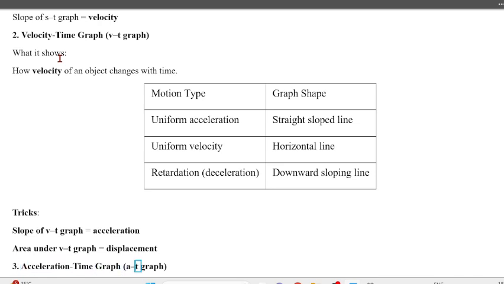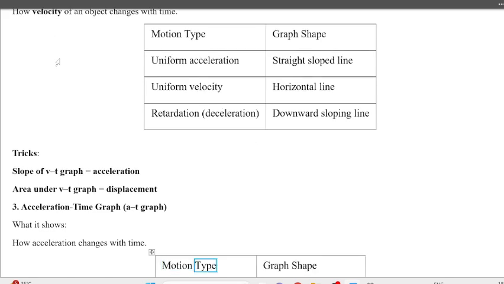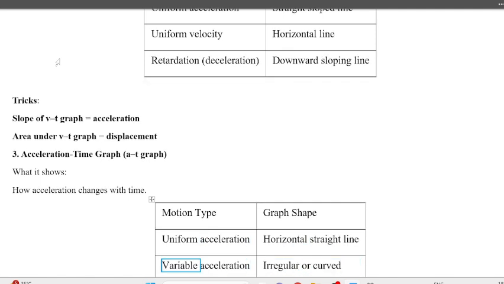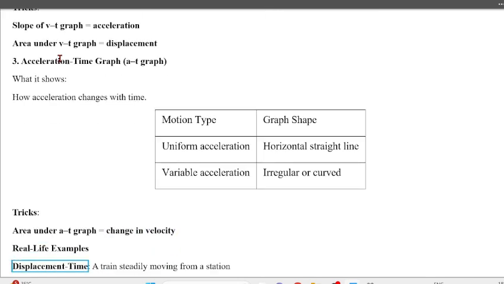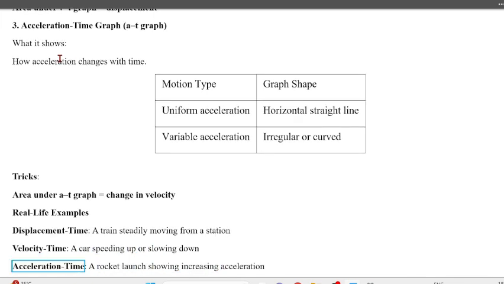3. Acceleration-time graph, a-t graph. What it shows: how acceleration changes with time. Uniform acceleration, horizontal straight line. Variable acceleration, irregular or curved. Tricks: area under a-t graph is equal to change in velocity. Real-life examples: displacement-time, a train steadily moving from a station. Velocity-time, a car speeding up or slowing down. Acceleration-time, a rocket launch showing increasing acceleration.